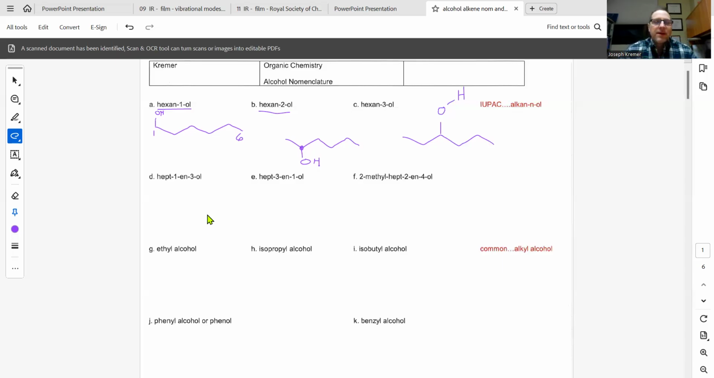Letter D, please. Hept-1-en-3-ol. So hept refers to seven. What's this 'en' business? This refers to the start position of a double bond, where a double bond starts at carbon number 1. So there will be business to attend to at carbon number 1 and 3. Interesting things upcoming here. Stay tuned.